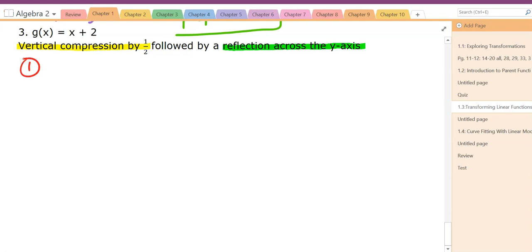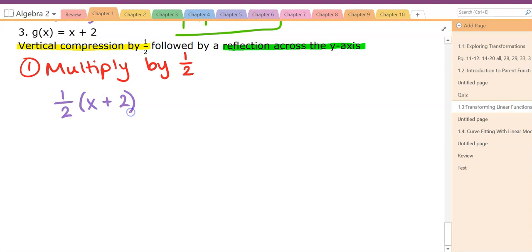For our vertical compression, we're going to multiply the entire expression by 1/2. So I'm going to put 1/2 out front and then the whole expression x plus 2 next to it. So we'll have to distribute to every term. And we're going to be left with 1/2 x plus 1.